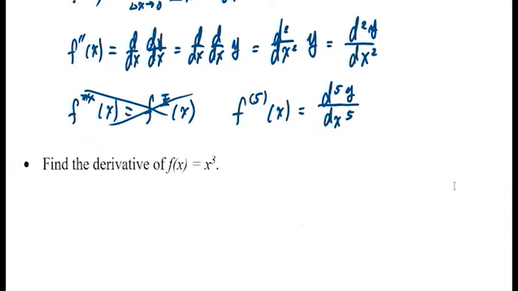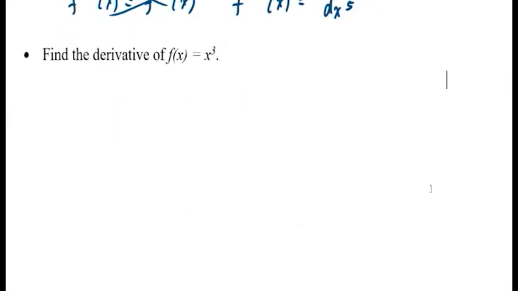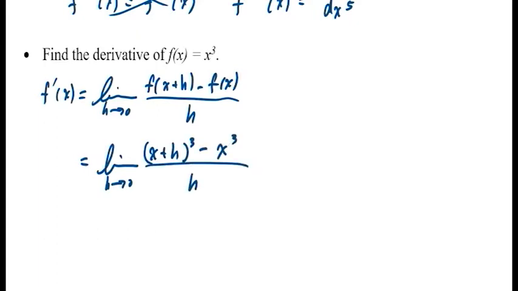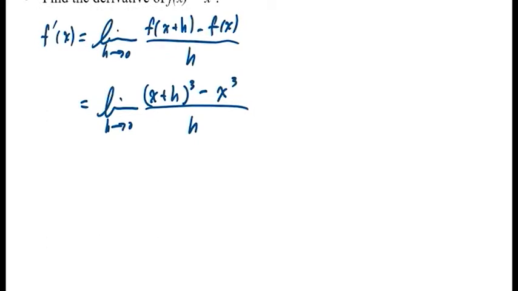Okay, derivative of x cubed. Shall we do it? Once again, f prime of x is equal to the limit of h approaching 0 of f of x plus h minus f of x, over h. The line you don't have to write. This is the beginning of your actual work. Now that is equal to the limit as h approaches 0.